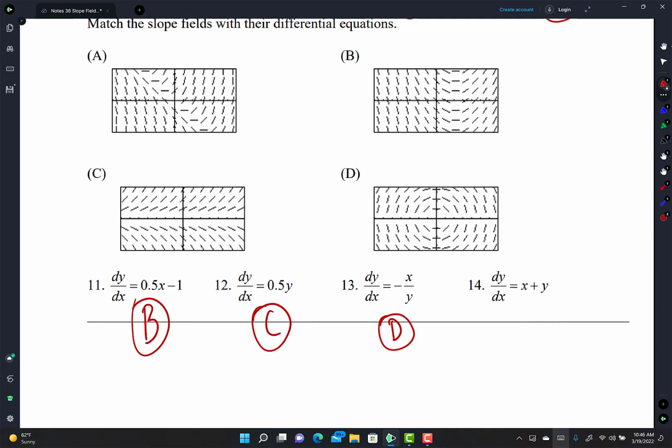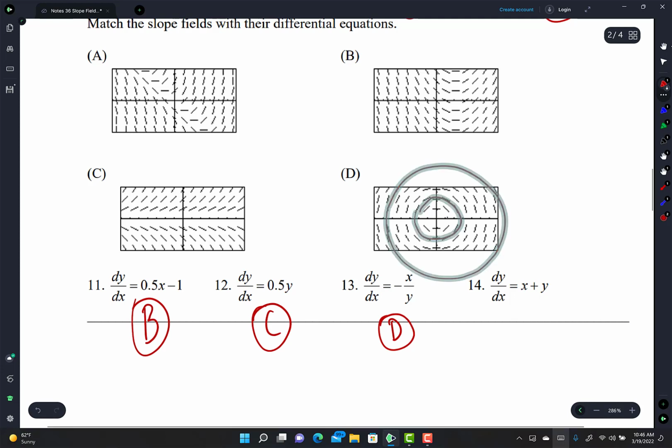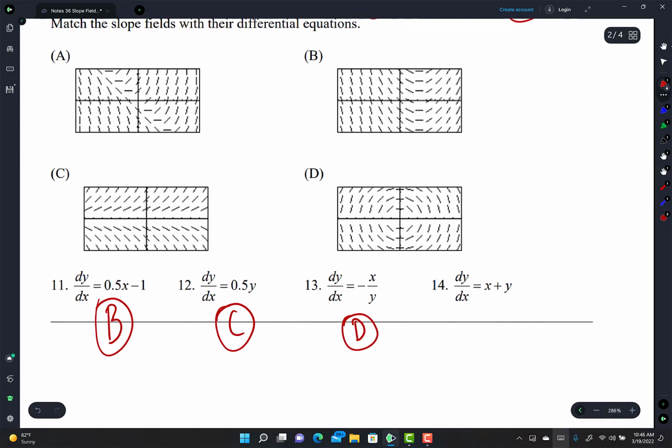Yeah. What shape does it look like they make? Yeah, these are circles, guys, depending on where you're at. The further out you are, the bigger the circle. It looks like the slope field will take you out, you know what I mean? Cool, right? And then the last one, number 14, that one looks like letter A. Can you give me one hint on how you know, besides it's the last one? Yeah, y equals negative x.